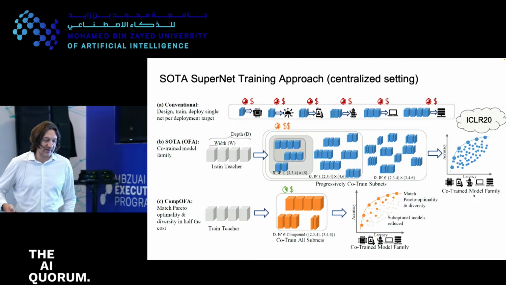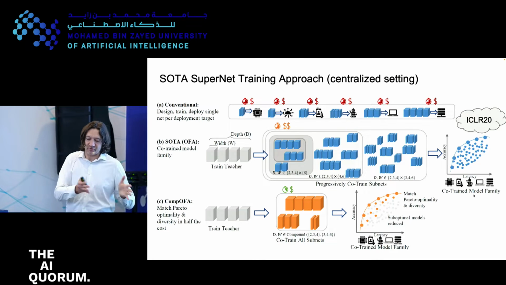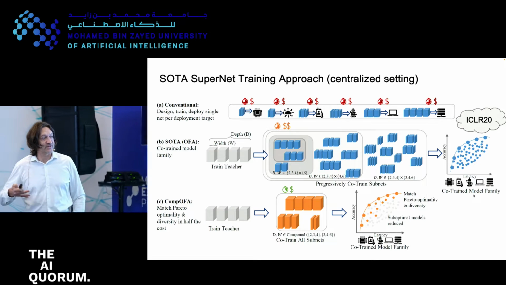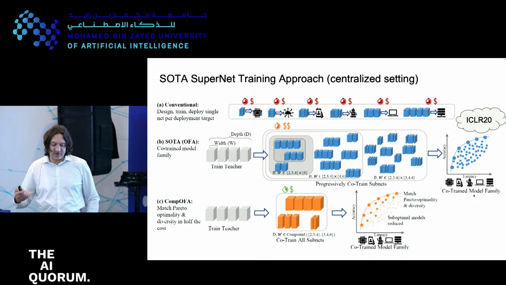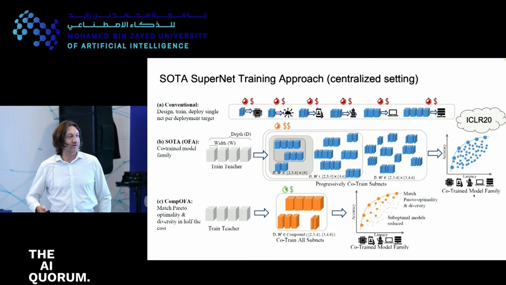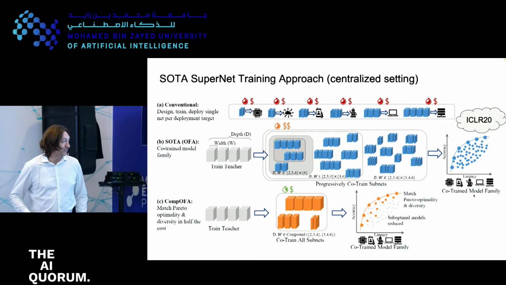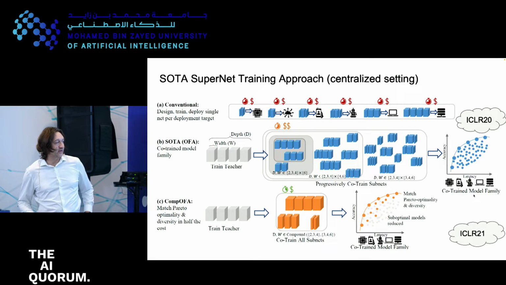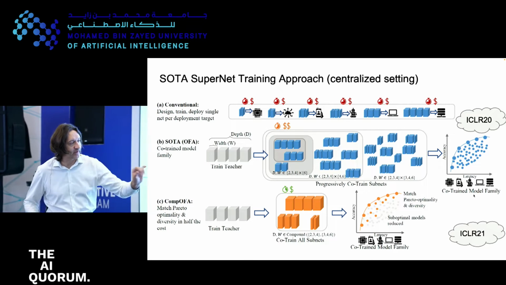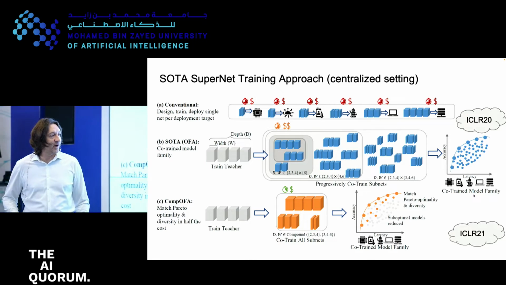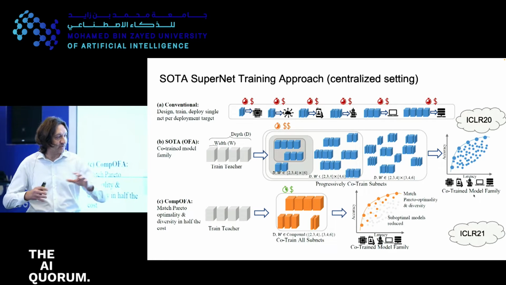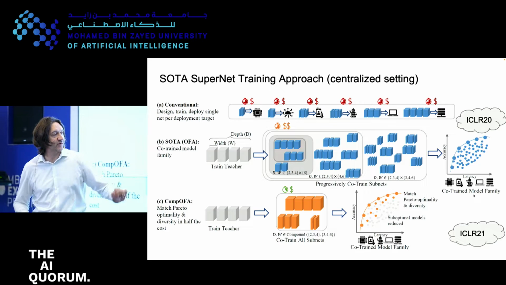And the claim to fame for this paper is the separation of training from neural architecture search. They performed training for this super network in a centralized setting, and then they have the ability to extract subnetworks post-training without fine-tuning. We improved on that work in ICLR 2021, where we improved the cost efficiency of this by focusing on training the points that we believe, using some heuristic, are closer to the Pareto frontier of optimality.